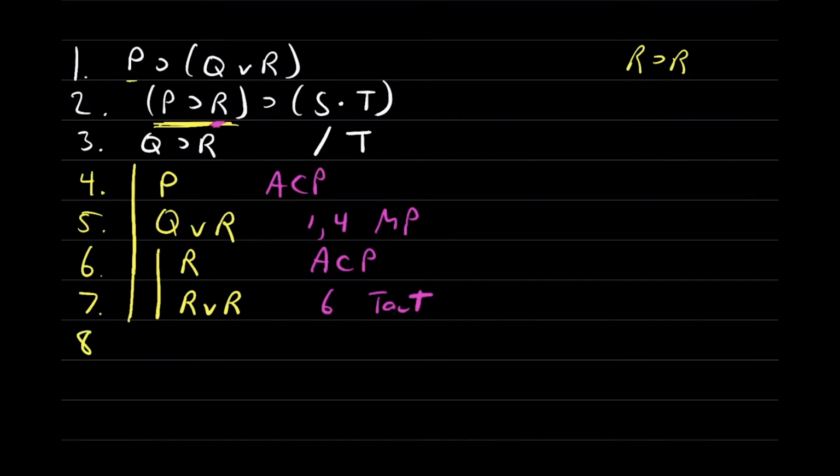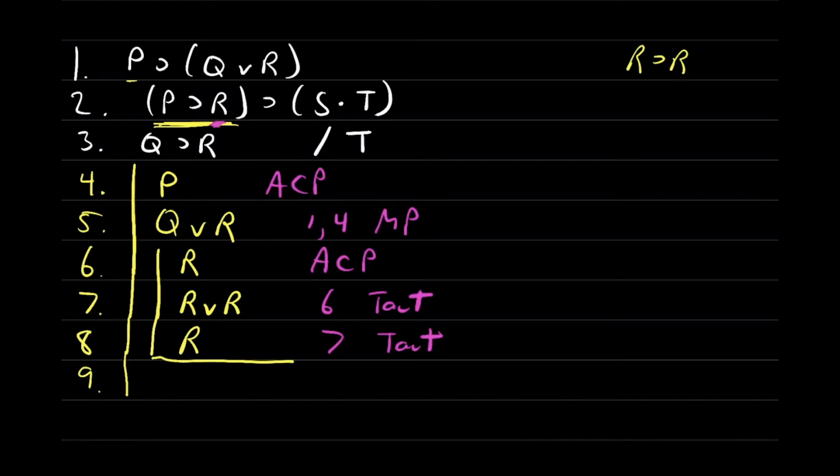So again, don't forget about your vertical lines. We're inside the scope of two conditional proofs now. And from R or R, we can just get R again from line 7 by tautology. Now look what I've done. I'm still inside the scope of this outer vertical line, but I've shown that if I assume R, I can get R.